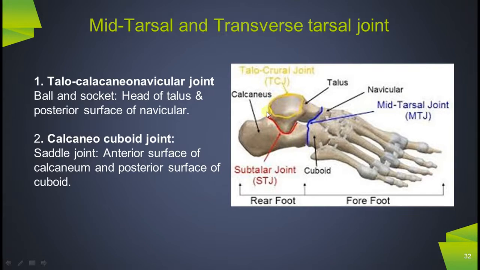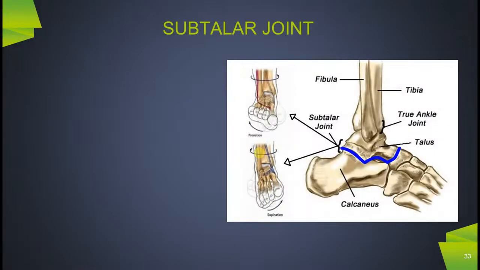So this is the talocalcaneo-navicular. The posterior part of the talus along with the calcaneum will form the subtalar joint. Mainly, between the mid-tarsal and the subtalar joint, inversion and eversion take place, especially more pronounced. A major part of inversion and eversion is taken care of by the mid-tarsal joint. So, sorry, the subtalar joint. That is why we are going to discuss the subtalar joint.